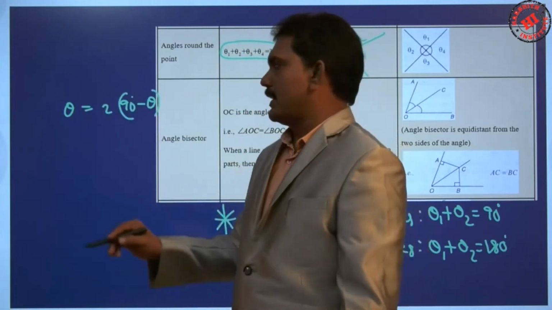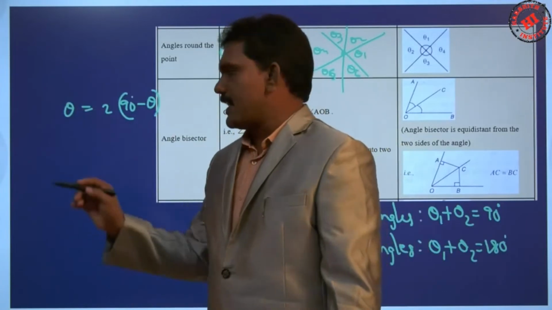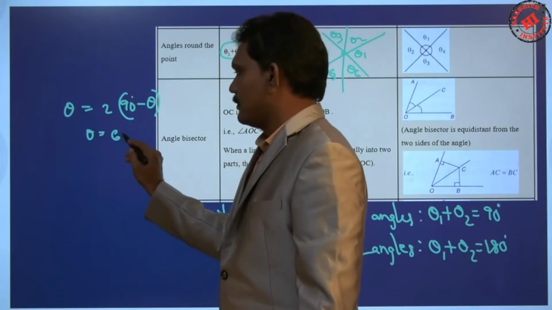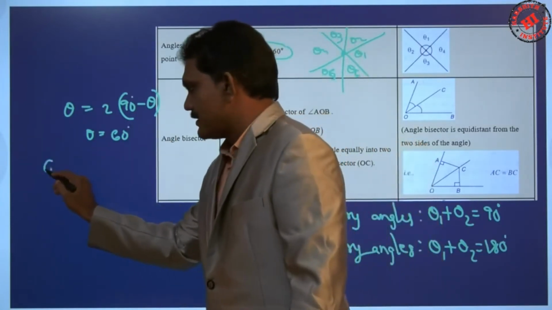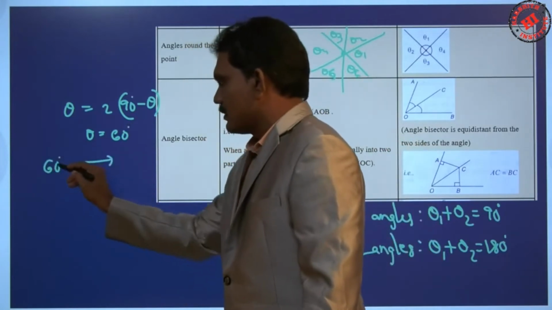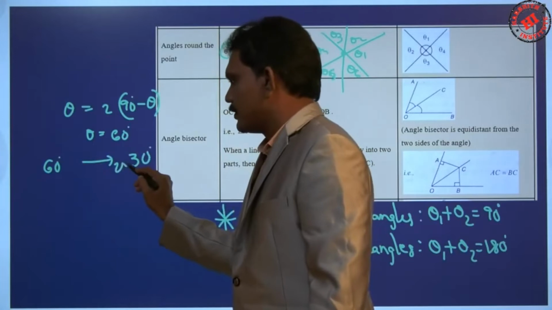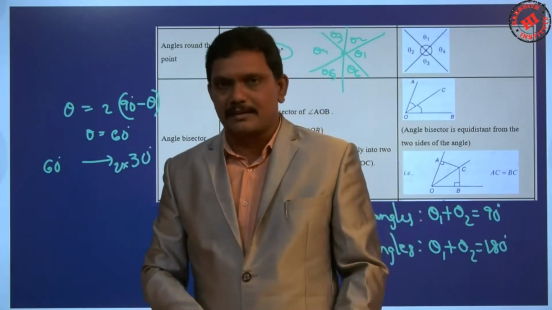Right. By solving this, minus becomes plus, we get 3 theta equal to 180, or theta equal to 60 degrees. Right? When the angle is 60 degrees, what is the complementary angle? 30 degrees. How is 60 related to 30? Twice. That is nothing but 60 equal to 2 into 30 degrees.